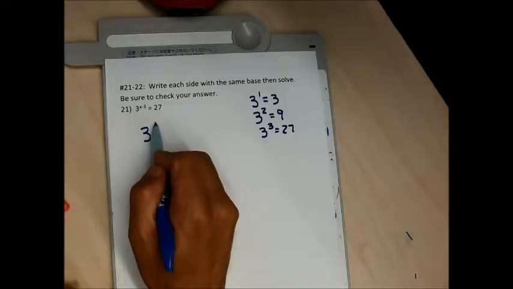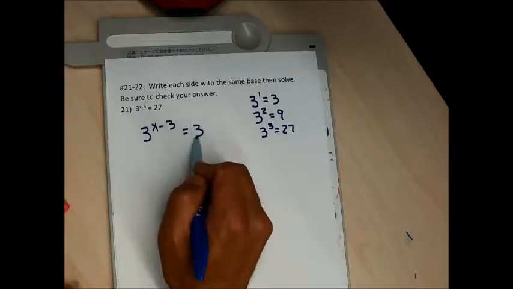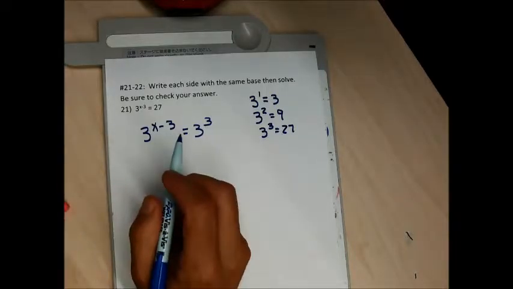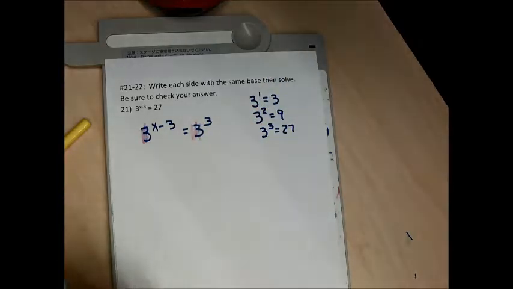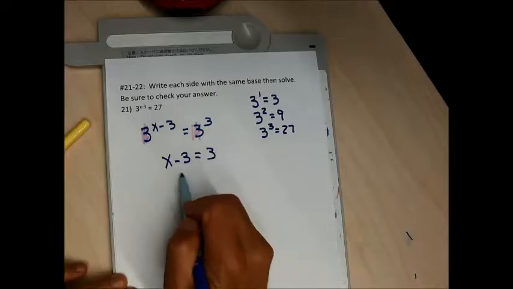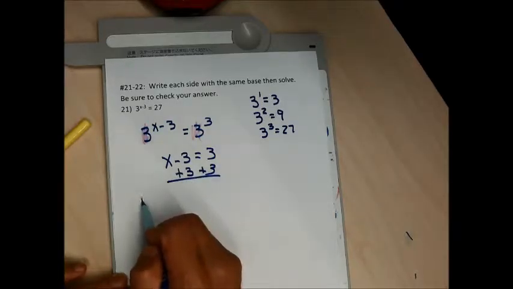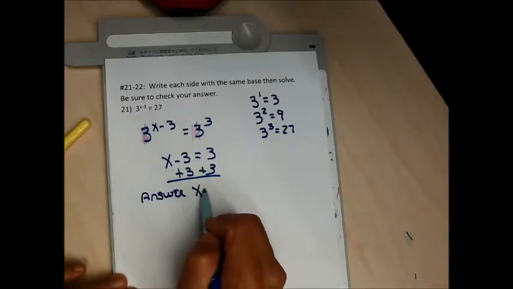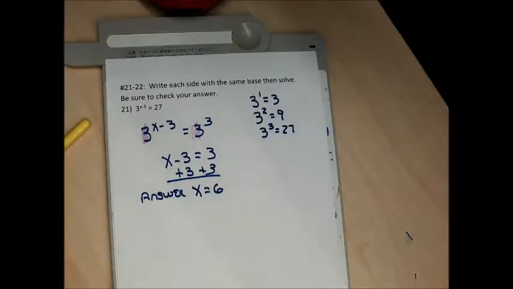So I can rewrite this problem as 3 to the x minus 3 equals 3 cubed. And when I do that, I can drop the bases and set the exponents equal to each other. So now I'm going to cancel out those bases, set the exponents equal to each other, and I'm going to solve for x just by adding 3 to both sides. So my answer to problem 21 is just going to be x equal to 6. I could check that. I kind of checked it in my head. I feel good about that answer.